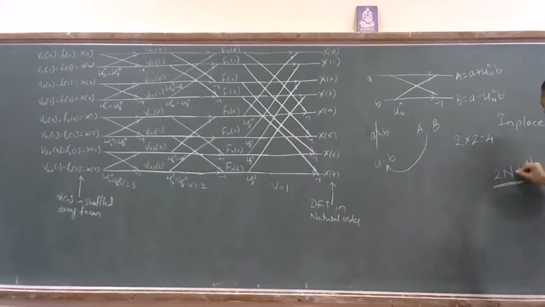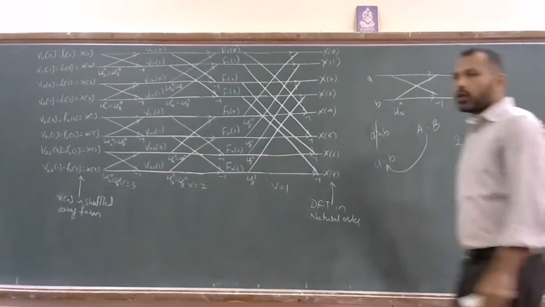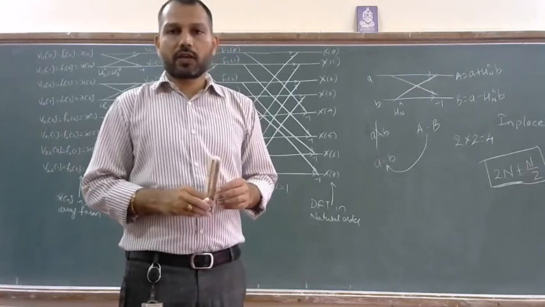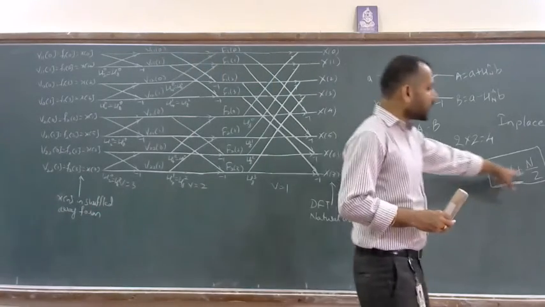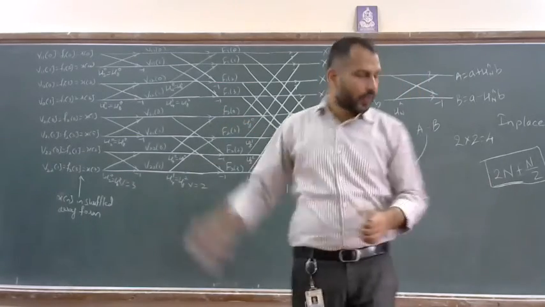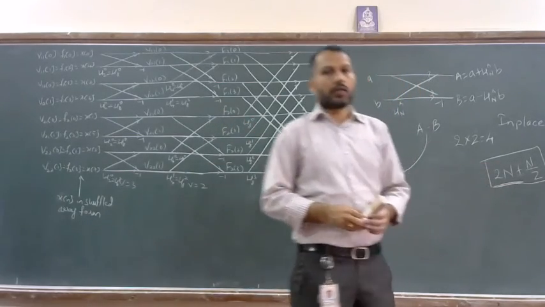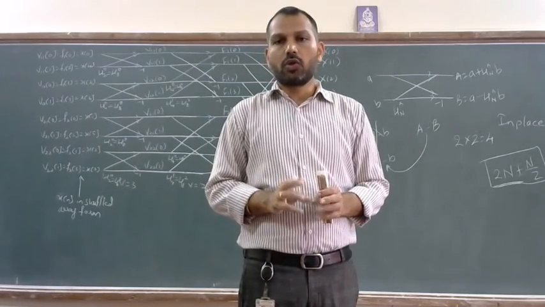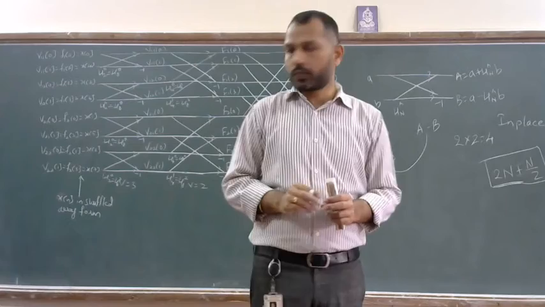So, the maximum memory requirement for an FFT algorithm will be 2N plus N by 2. Now this 2N is to store the intermediate results and N by 2 is to store the twiddle factor values. So the maximum memory requirement will be 2N plus N by 2.